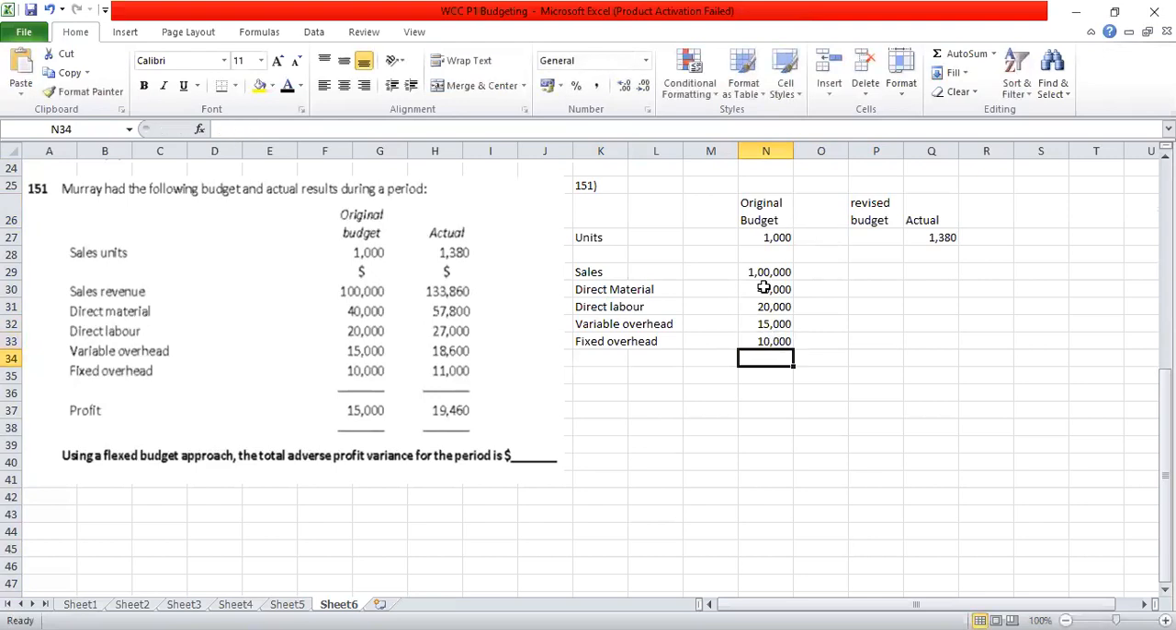Here we see that sales at 1000 units is 1 lakh. The revised budget has to be adjusted according to the actual activity level, which is 1380. So at 1380, how much is it? It's proportionate. If it is 1 lakh for 1000, then for 1380, how much? So 1 lakh into 1380 by 1000. That is what we have to do, which is equal to this.